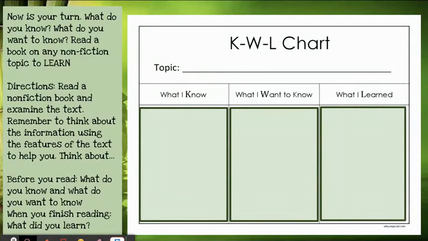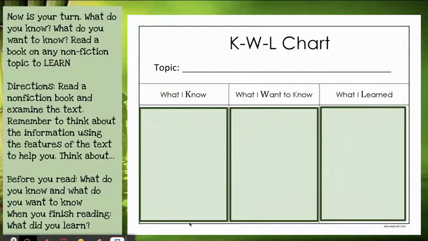Remember to think about the information using the text features to help you, okay? So think about the pictures, the captions, the diagrams. What information are they giving you? What information are they providing towards the features? What else are they teaching you? And then you write the topic of your book and tell me, what do you want to know?